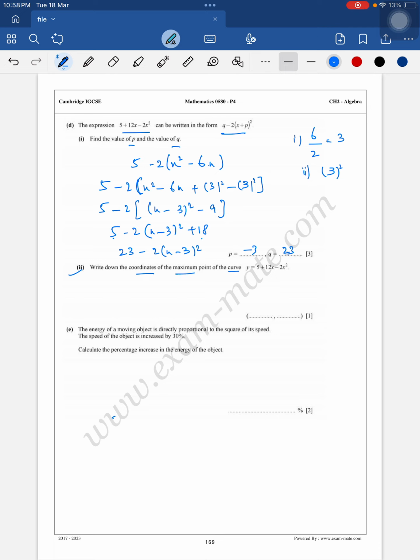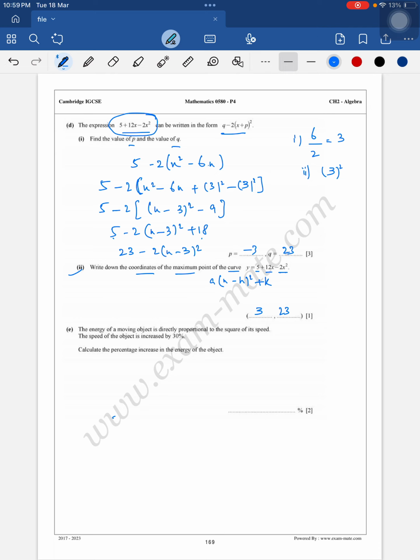Okay, part 2: write down the coordinates of the maximum point of the curve y is equal to 5 plus 12x minus 2x square. The curve is this, it's the same curve, and it's asking about the maximum point. I just made this curve written like this, right? Simply I need to compare this with the form of a quadratic expression, a(x - h) the whole square plus k. Through this I can take out the values of h and k, and that will be my maximum point. So if I compare this whole thing with this, minus h is equal to minus 3, which means h is equal to 3, and k is equal to 23.